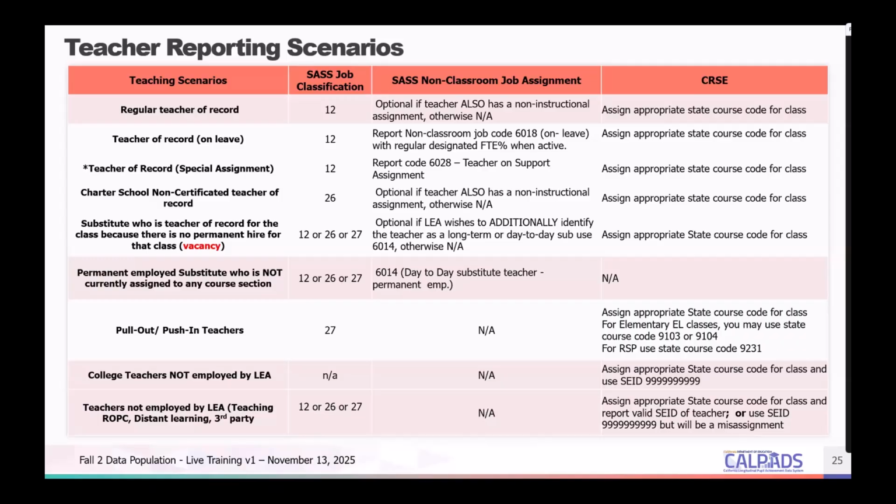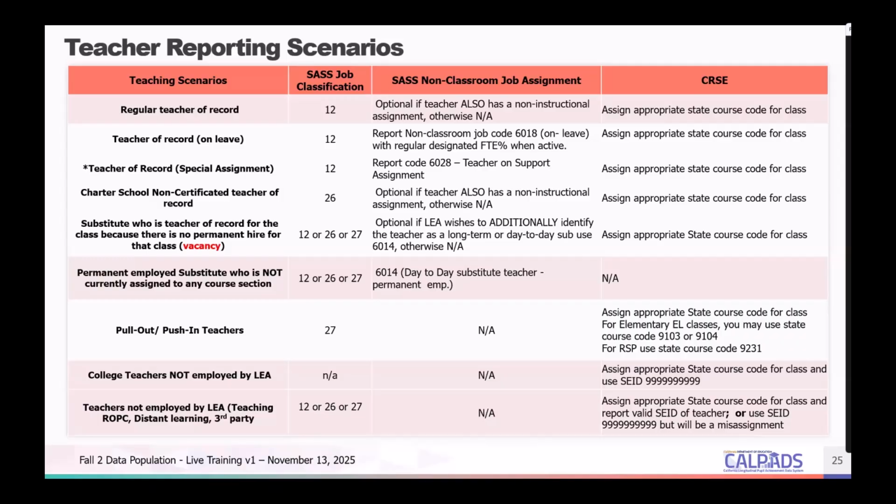For a teacher on special assignment, you would use job classification code 12. You would report non-classroom based support assignment code of 6028, teacher on special assignment, and assign the appropriate state course code.